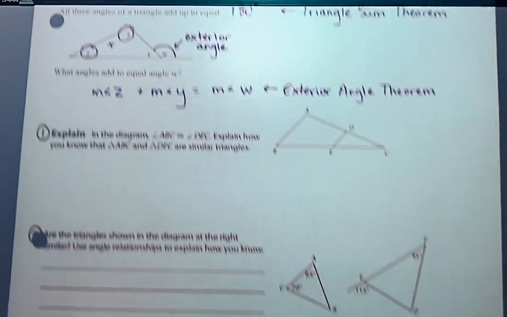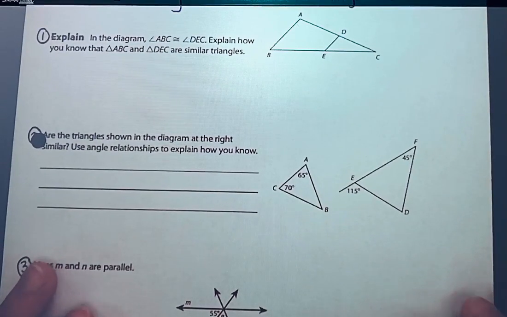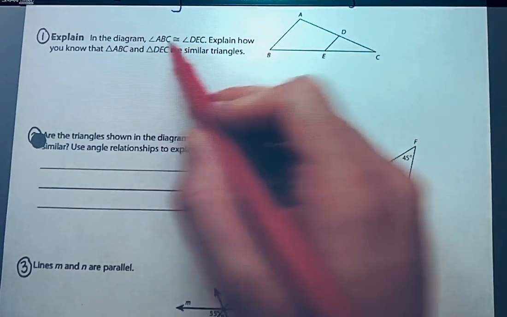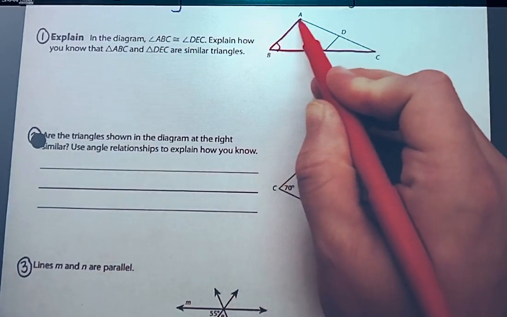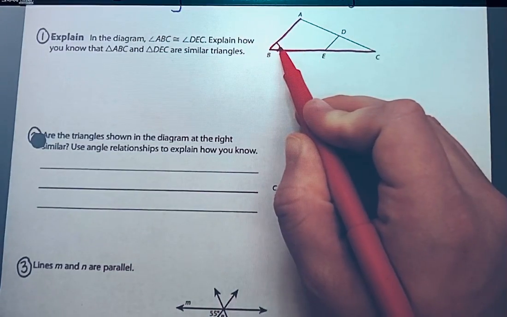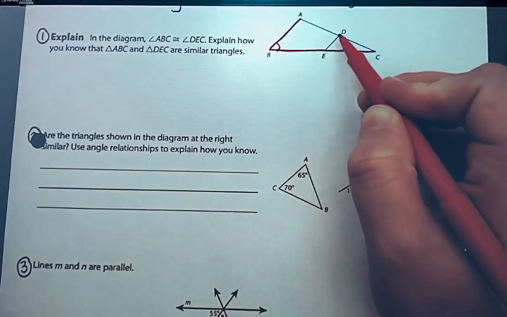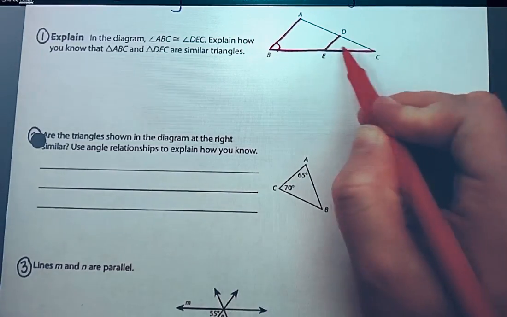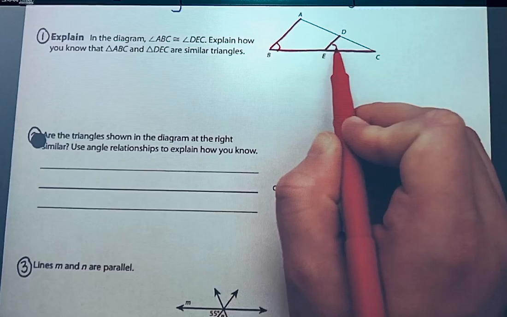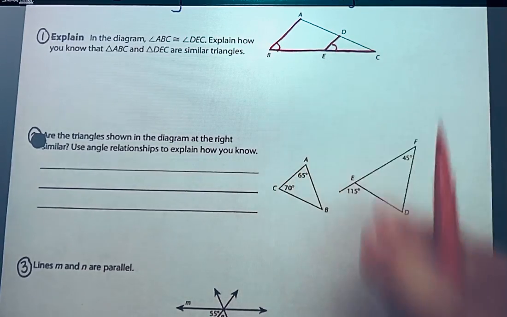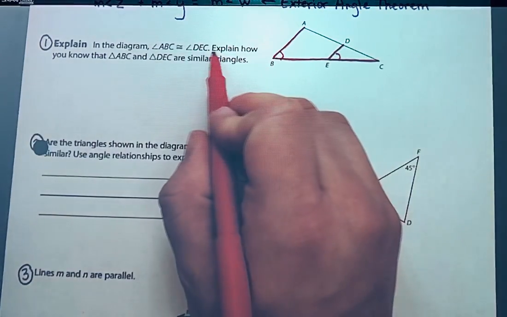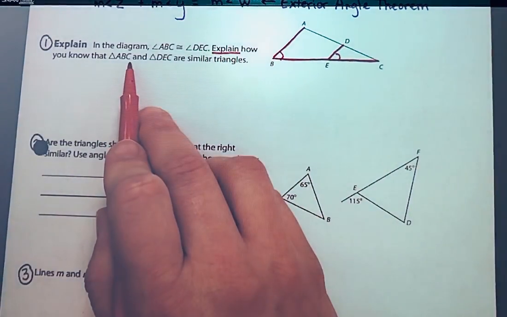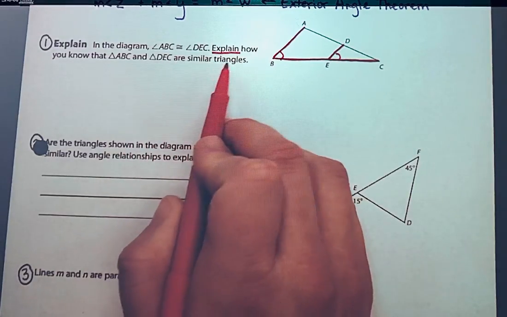So for number one, it says in the diagram, angle ABC, trace A to B to C, equals angle DEC, D E to C. So this angle and this angle, they don't give us an exact angle measurement, but they tell us that they're equal to each other. Explain how you know triangle ABC and triangle DEC are similar triangles.